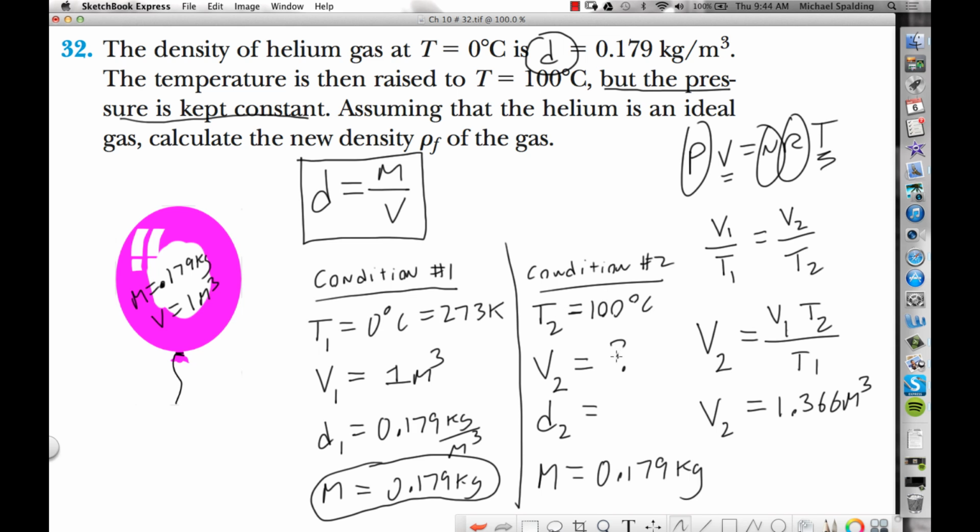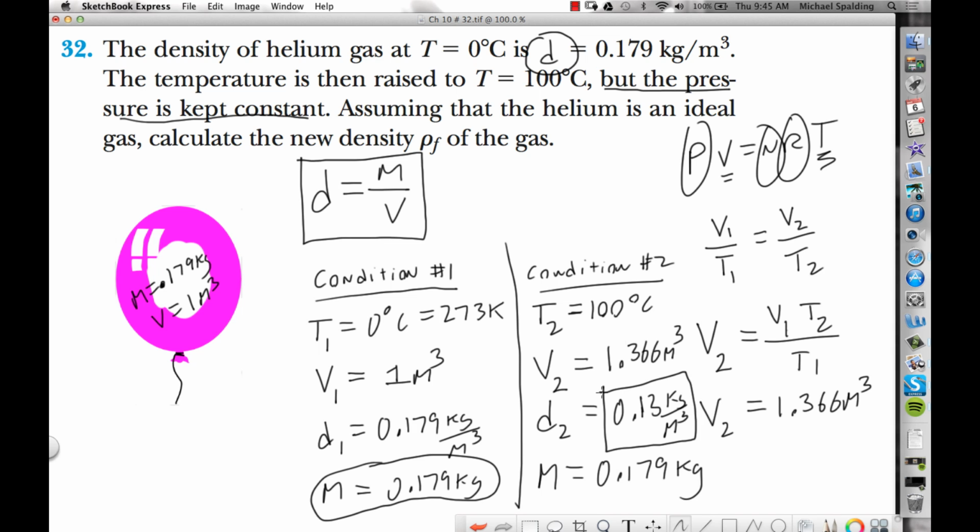So the volume got bigger, as we expected. Okay, so this is 1.366 cubic meters. So now we can find density. Density is mass over volume. So take the mass, plug it in, take the volume, plug it in, and you get an answer of 0.13 kilograms per cubic meter, which is the answer to the question.